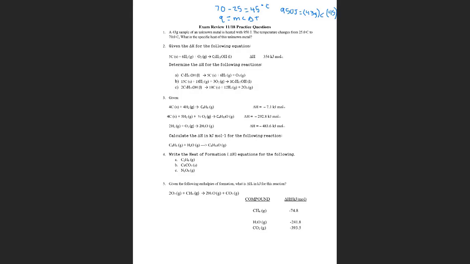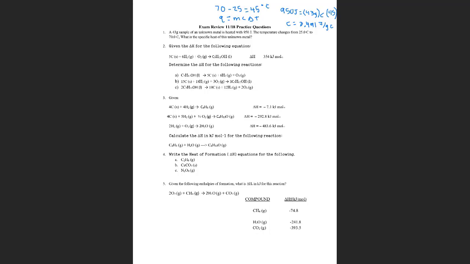So then what's the final specific heat that we get? 0.491. Sorry, that's a little messy. But it says 0.491. And what are the units for specific heat? Perfect. Joules per gram Celsius.